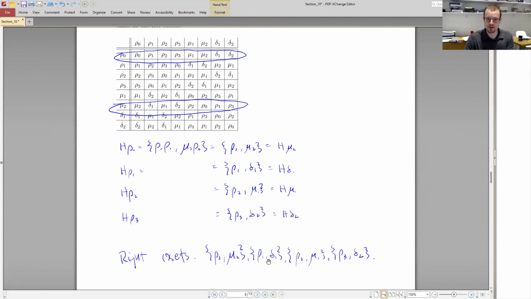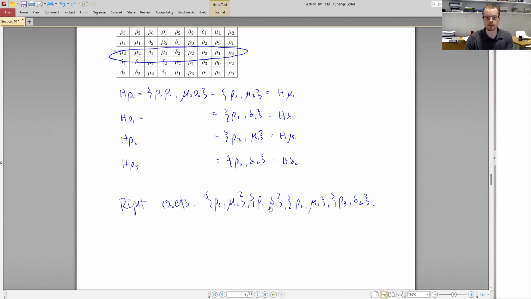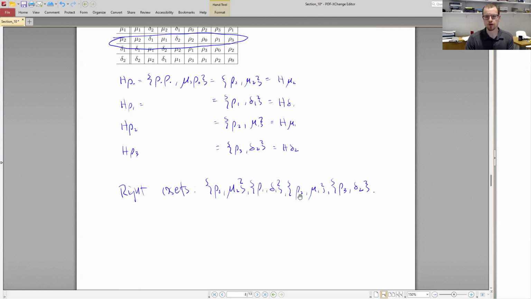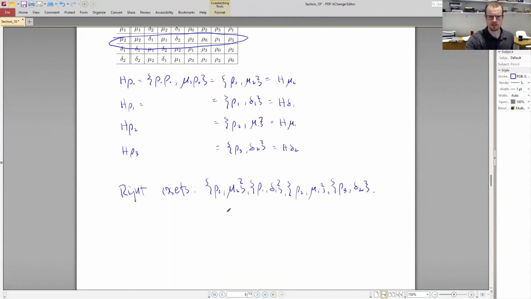However, row 0 delta 1 here, row 1 delta 1, row 1 delta 2 doesn't match. Row 2 mu1, row 2 mu1, hey, that does match, but row 3 delta 2, row 3 delta 1. Okay, so we have that that matches, but these two do not.